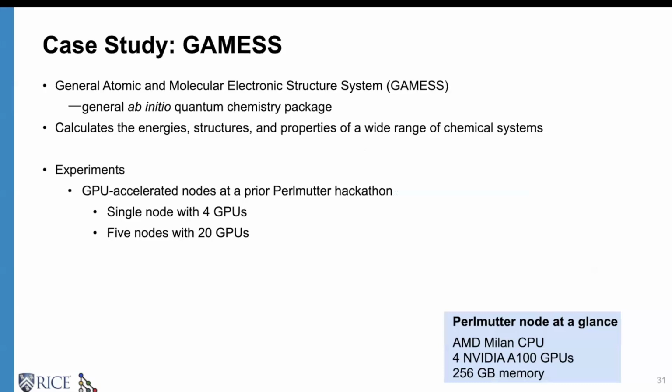All right, so let's take a little more detailed look at GAMESS. GAMESS is an atomic, molecular, and electronic structure system. It does ab initio quantum chemistry, and it calculates energy, structures, and properties of a wide range of chemical systems. The data that we're going to look at here was collected at a prior Perlmutter hackathon. Some of the data was on 4 CPUs and some of it was on 20 CPUs.